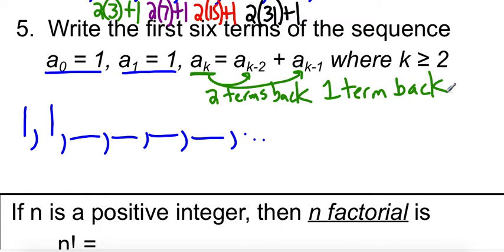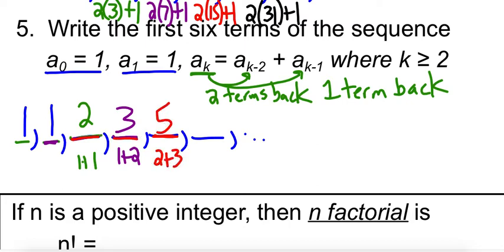So let's actually do this. If we want to find this term, we take the number that's 2 back and the number that's right before it, and we add those together. 1 plus 1 gives us 2. To find this term, we have to take the number 2 before and 1 before and add those together. To find this number, we need to take the number 2 before and 1 before. And to find this term, we need the number 2 before and 1 before. Okay, so this is our sequence.